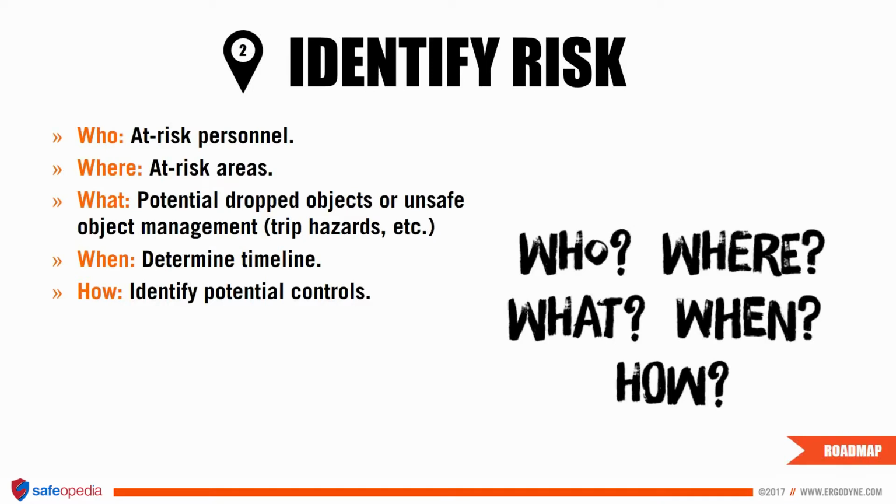So really, when you identify the risk, you're taking a look at the who, what, wheres, and whens. All right, the who's, the people who are affected, at risk personnel or others, where these risks are located, and what, the potential dropped objects or unsafe management. And then when is, okay, set goals and determine a timeline. And then we'll try to teach you and help you with the how. So let's look at each one of these in a little bit more detail, and hopefully some things will come to mind.